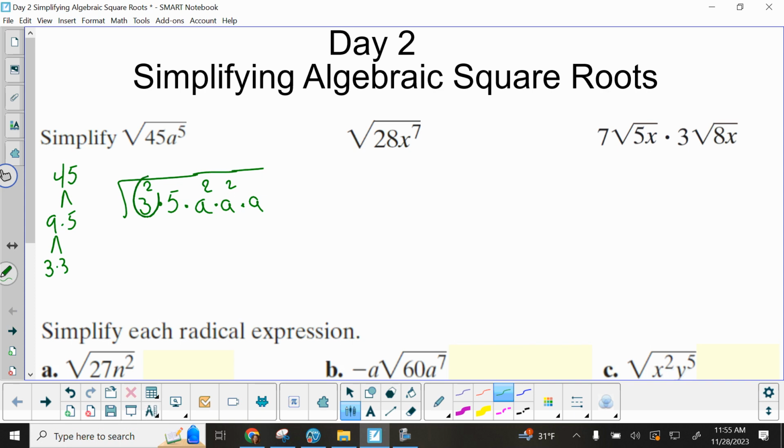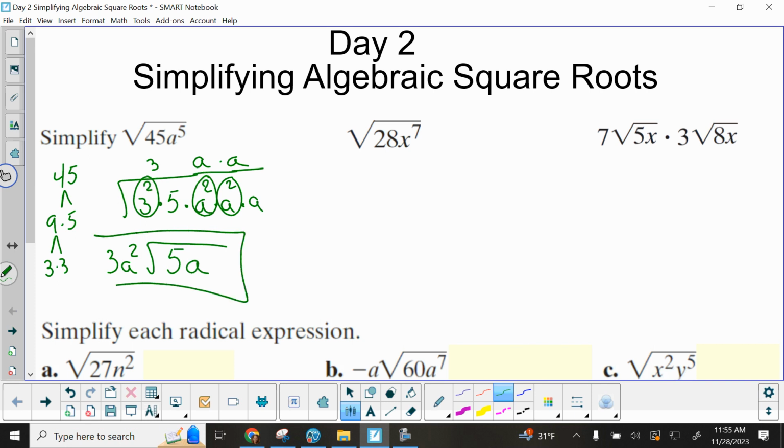So the square root of 3 squared is 3. The square root of a squared is a. The square root of a squared is a. So outside of the radical, I have 3a squared, because a times a is a squared. Under the radical, I have 5a. So this would be considered the simplified radical.